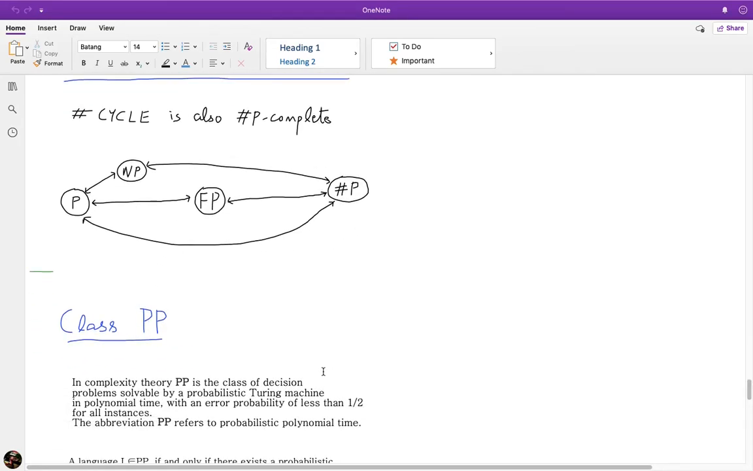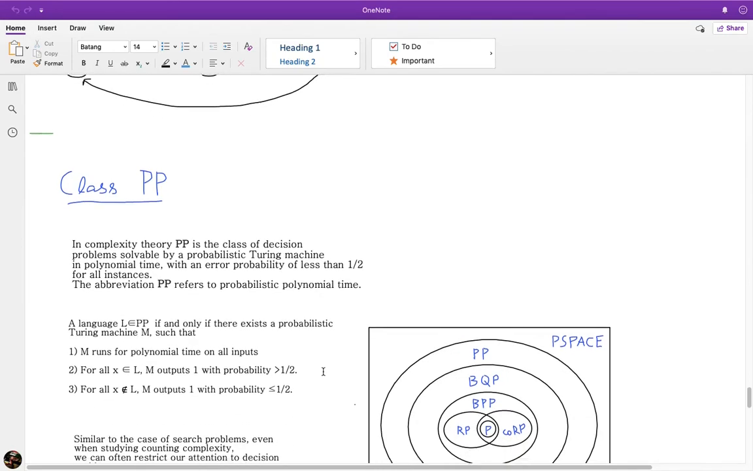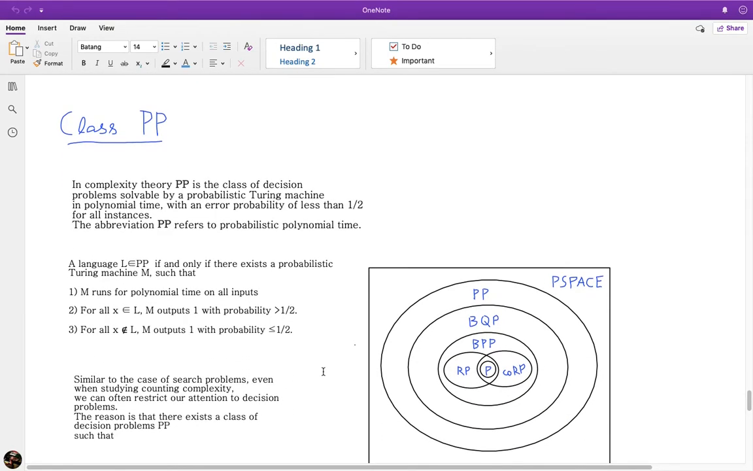So let us move on to another class here, which is known as PP. So PP is the probabilistic polynomial class. It's a class of decision problems which are solvable by a probabilistic Turing machine in polynomial time.